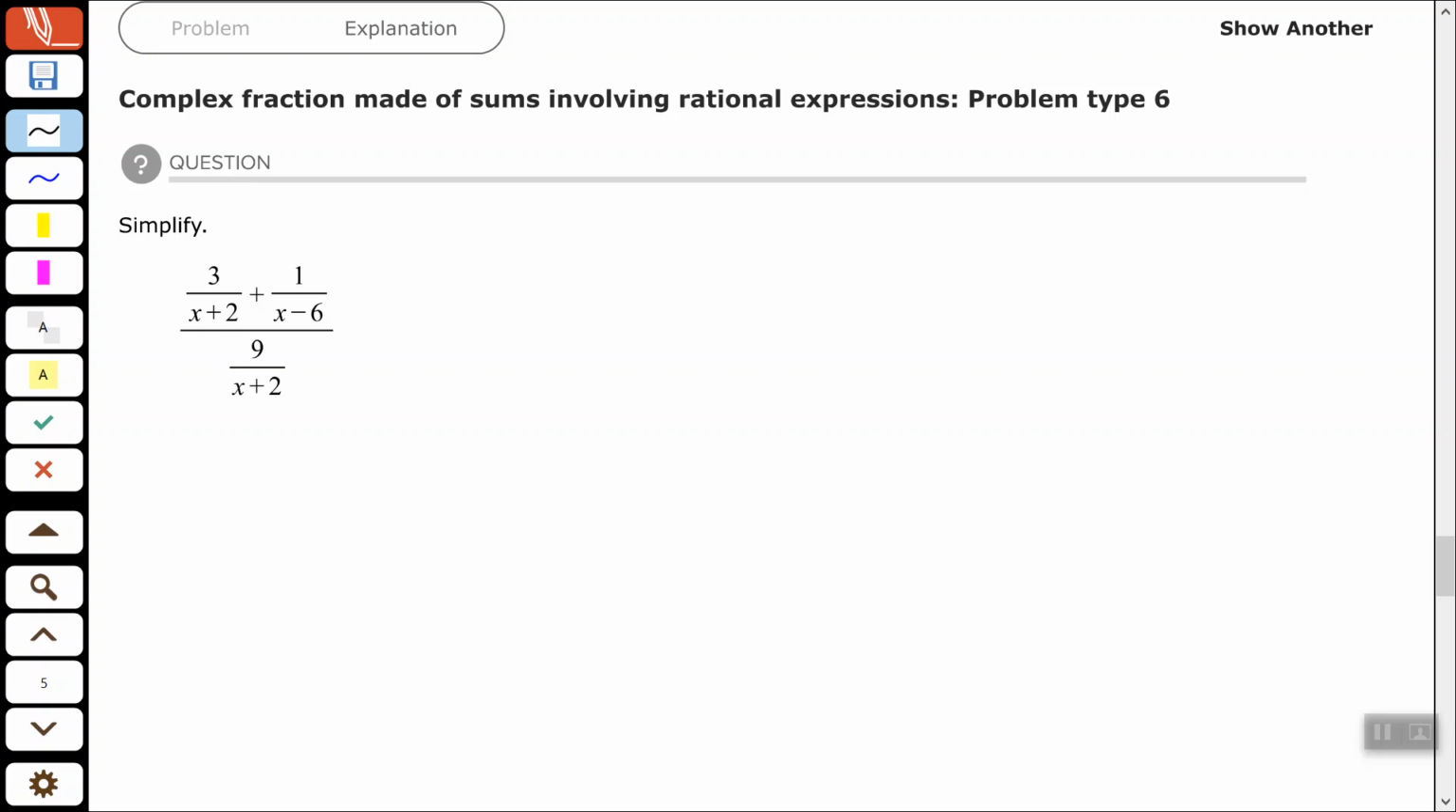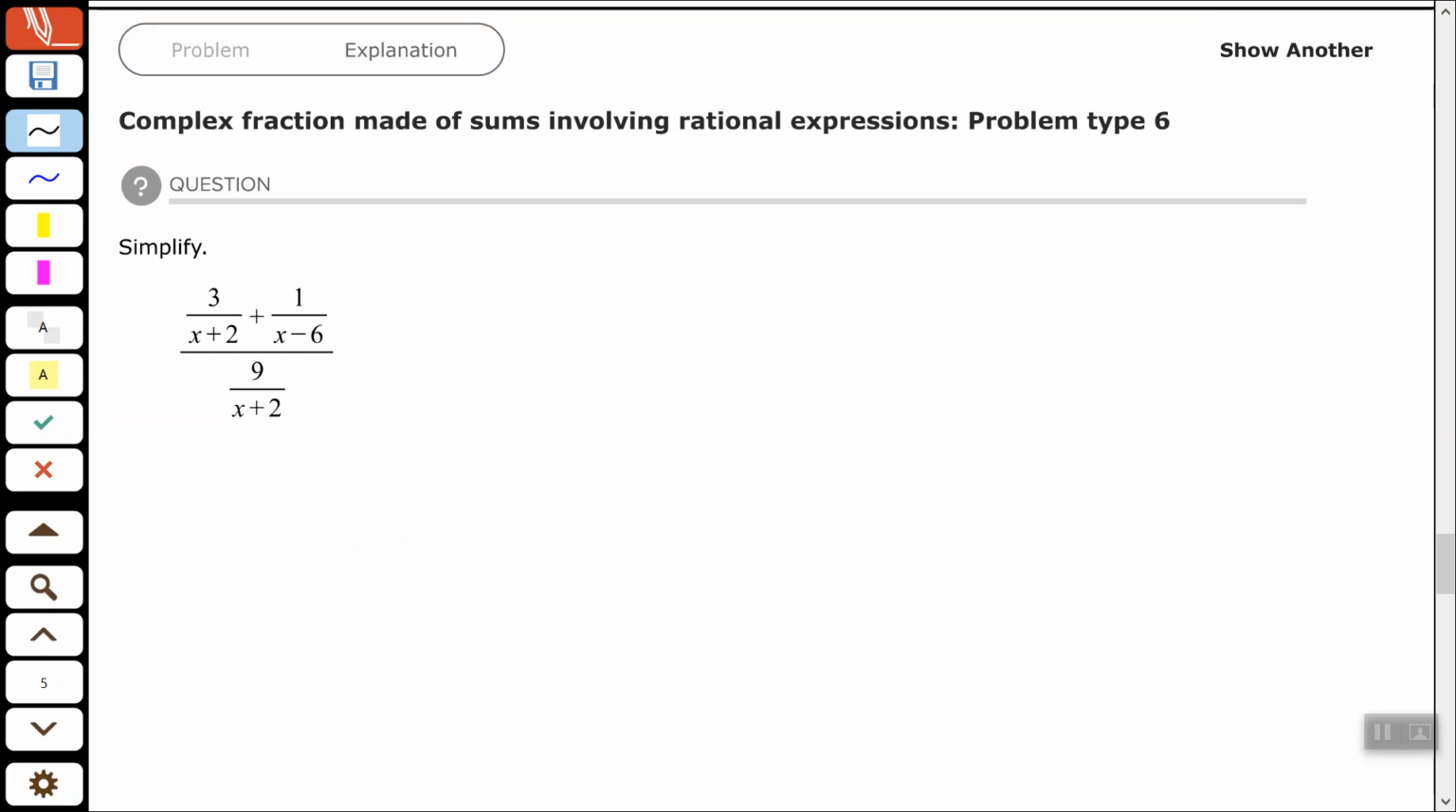Hope all is well. In this video, we're going to look at simplifying complex fractions made up of sums involving rational expressions. All right, so same thing here, except our denominators are a little bit different. We still need to find the least common multiple of our denominators and multiply the top and the bottom by the least common multiple of those small denominators.